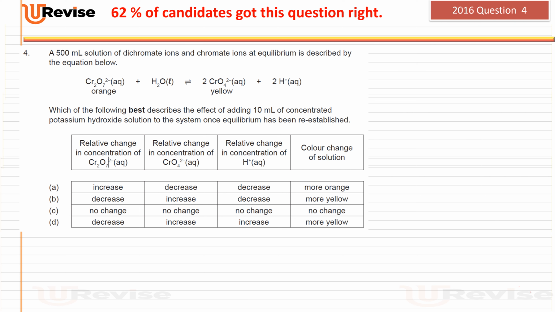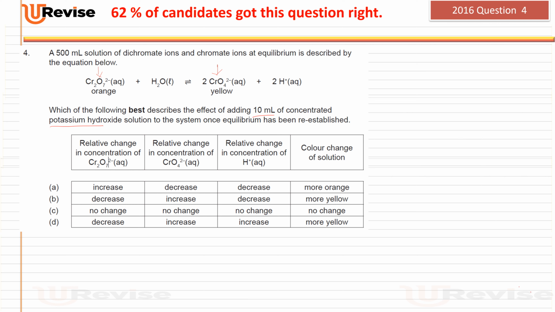Let's look at question 4 from the 2016 exam. It reads, a 500 ml solution of dichromate ions and chromate ions at equilibrium is described by the equation below. So these are the dichromate, these are the chromate ions, and they're at equilibrium with each other. Which of the following best describes the effect of adding 10 mL of concentrated potassium hydroxide solution to the system once equilibrium has been re-established?